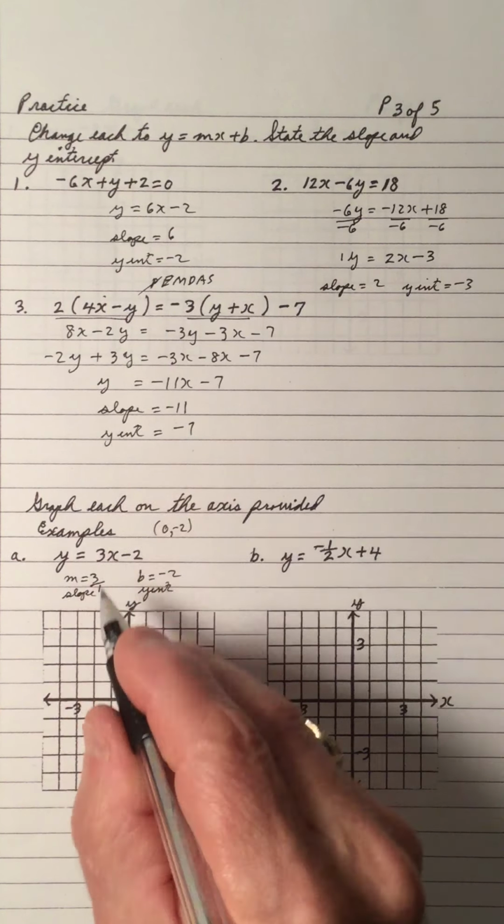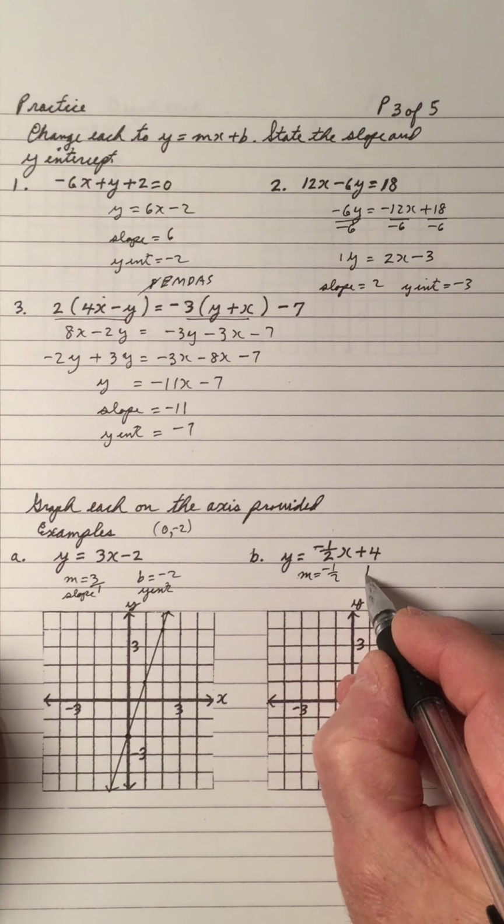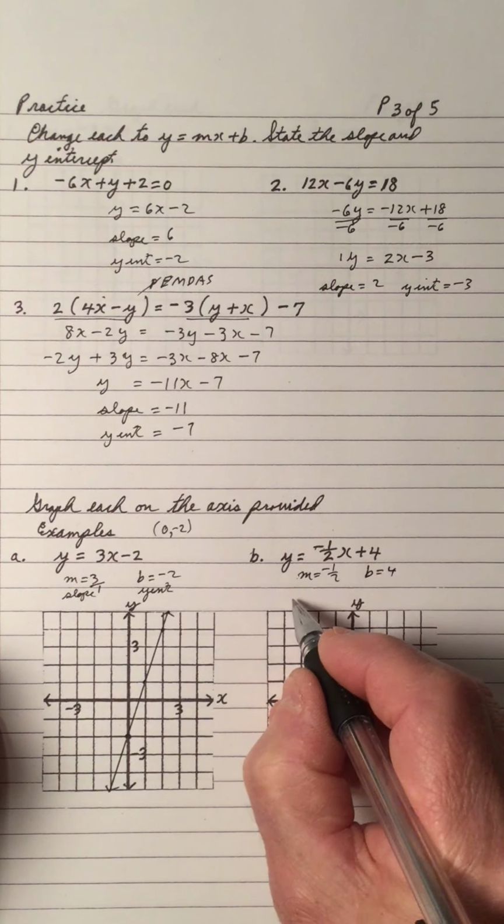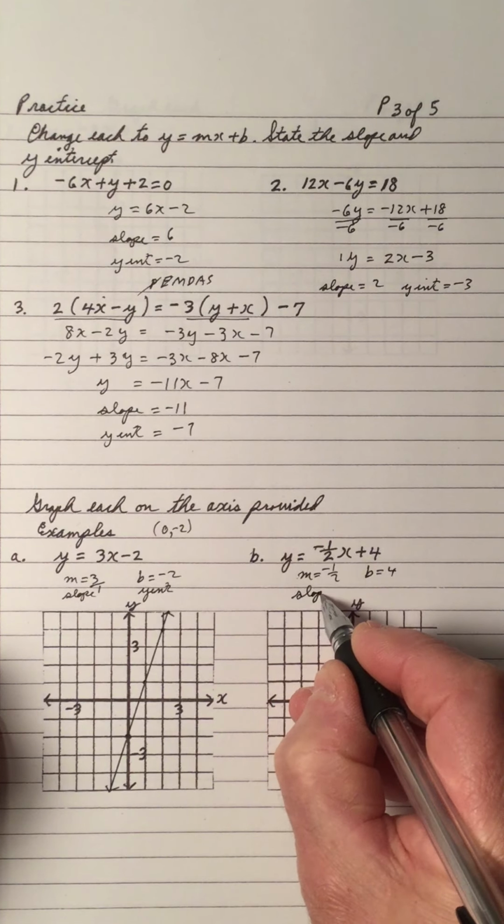B, we have y equals negative half x plus 4. Again, we have the m as negative 1/2, and we have the b as 4. So we have our slope as a negative 1/2, and we have our y-intercept as 4.